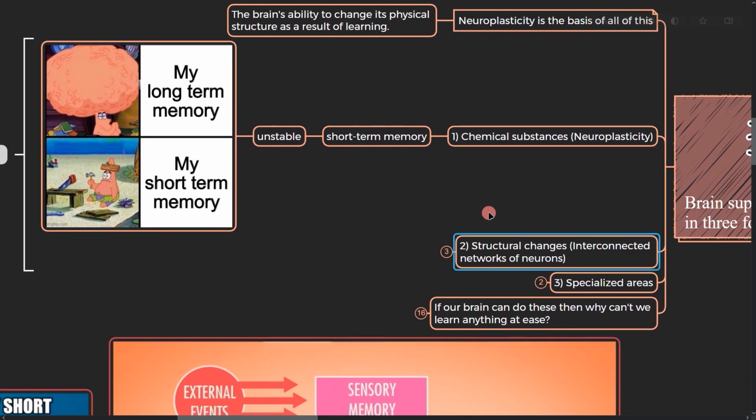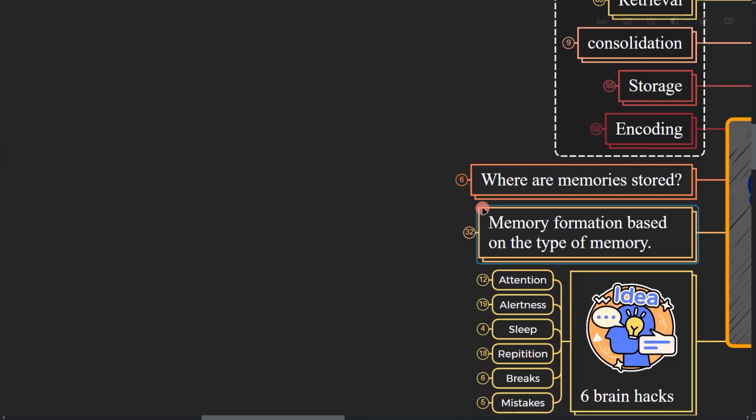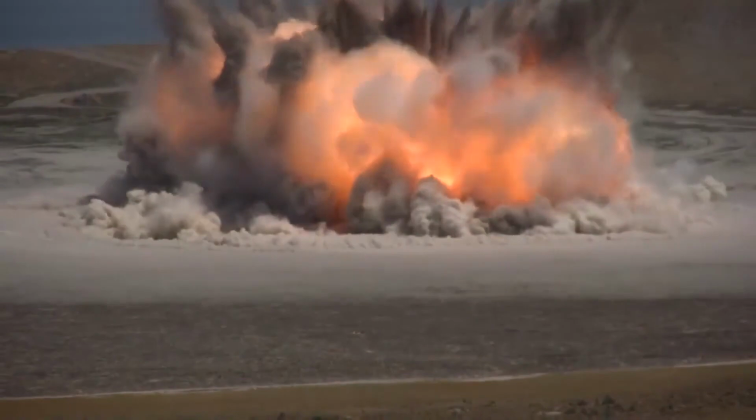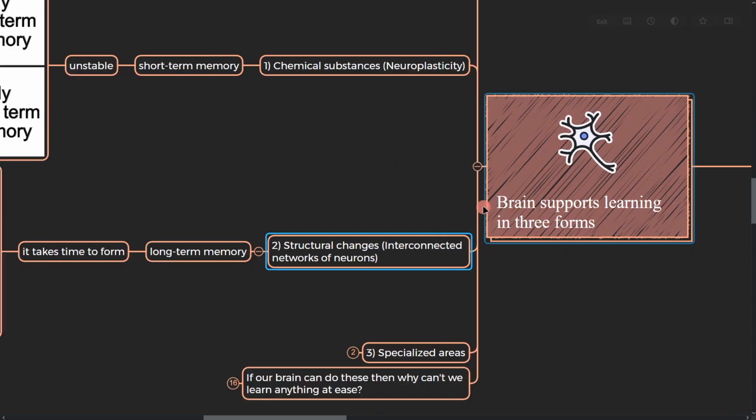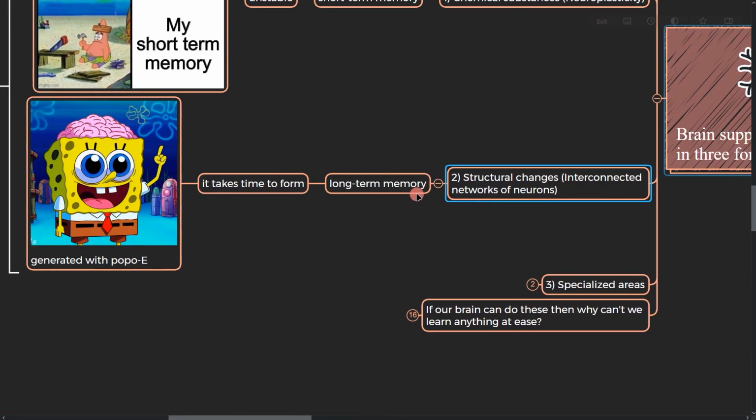So we have something called structural changes, interconnected networks of neurons. We have something like this. We have long-term memory. These structural changes are similar to long-term memory. So long-term memory's basis is structural changes. It takes time to form.